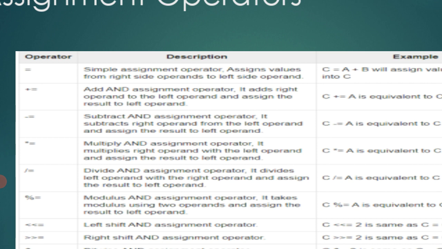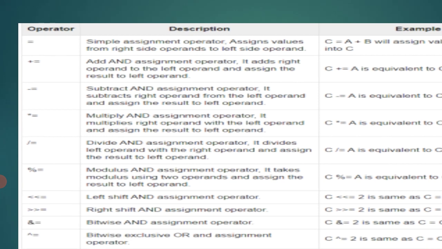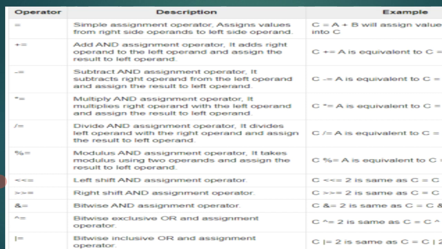After that, the next operator is the divide and assignment operator. Next is the modulus and assignment operator. Next is the left shift and assignment operator. The first two symbols are the left shift operator, which is also used to compare two numbers, but that is a different operator. So this is left shift with assignment operator. Next is the right shift and assignment operator. This is again a combination of two operators.